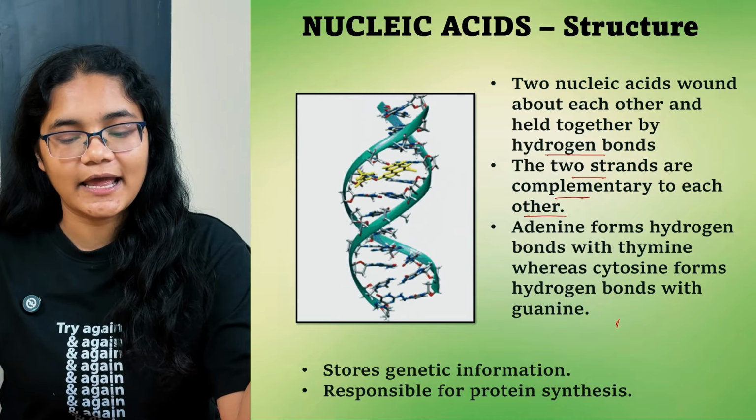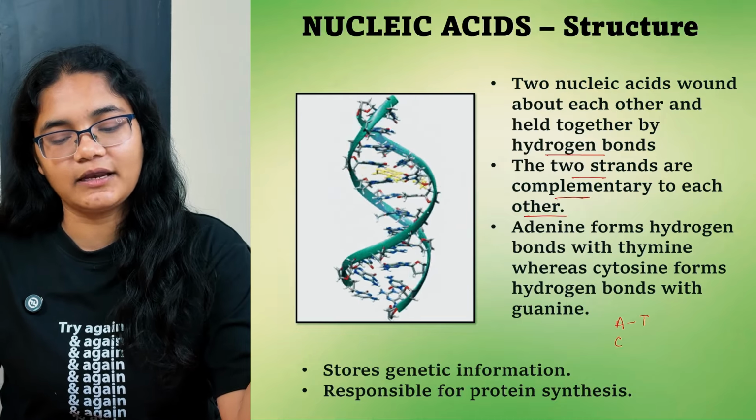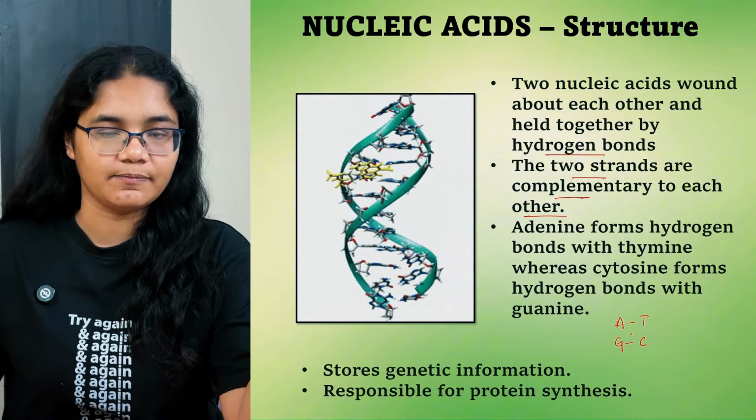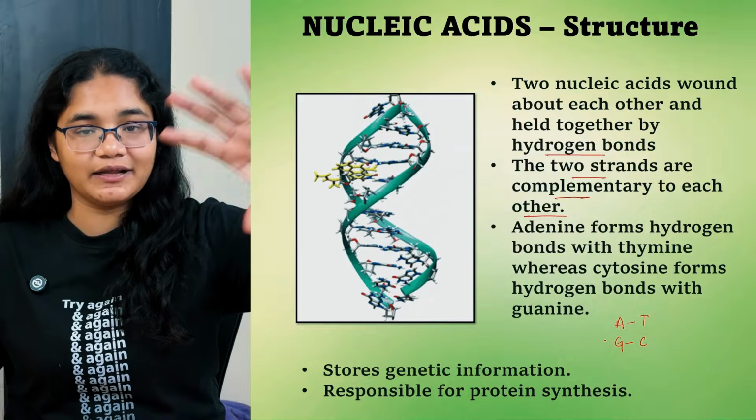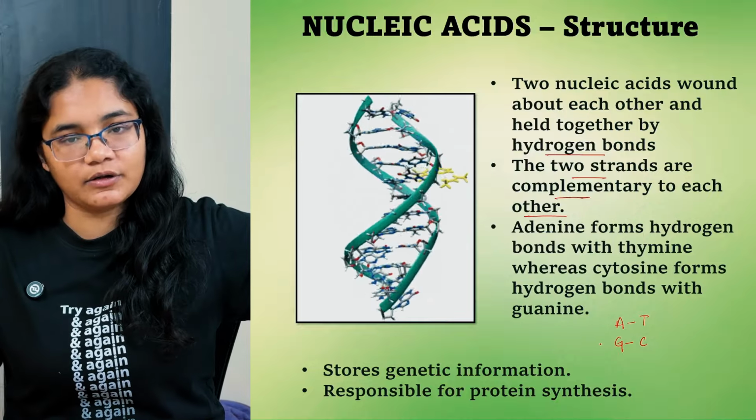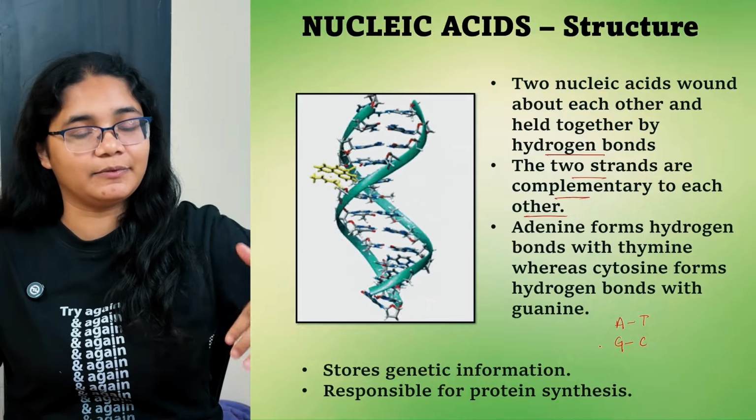So, always remember, adenine forms bond with thymine and guanine forms bond with cytosine. So, if you know the sequence of the nucleotides in one particular nucleic acid, you can definitely predict it for the other.